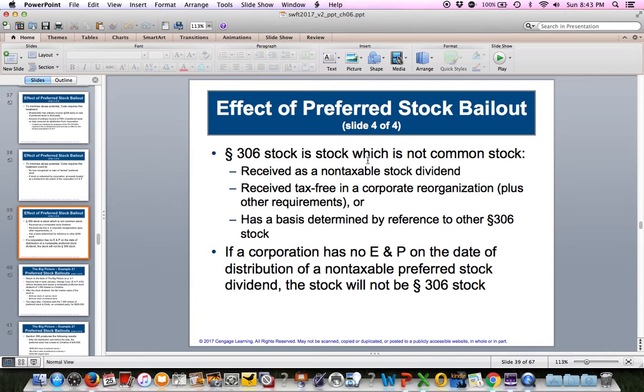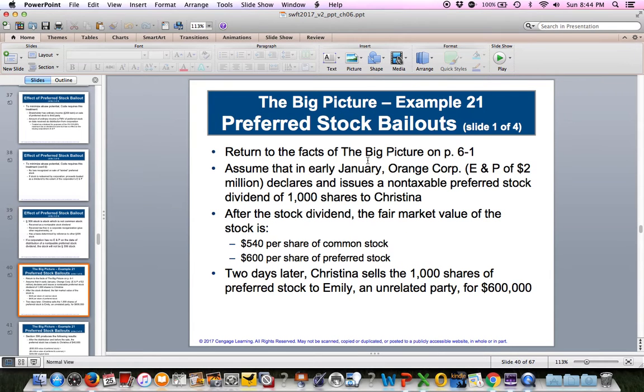Section 306 stock is stock which is not common stock, received as a non-taxable stock dividend, received tax-free in a corporate reorganization, or has a basis determined by reference to other Section 306 stock. If a corp has no E&P on the date of distribution of a non-taxable preferred stock dividend, the stock is not Section 306 stock.